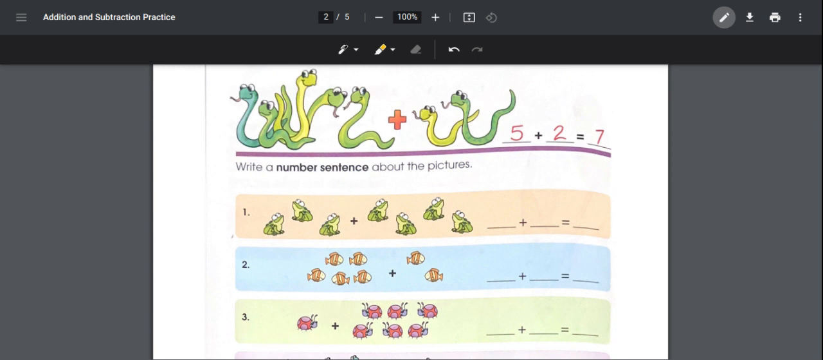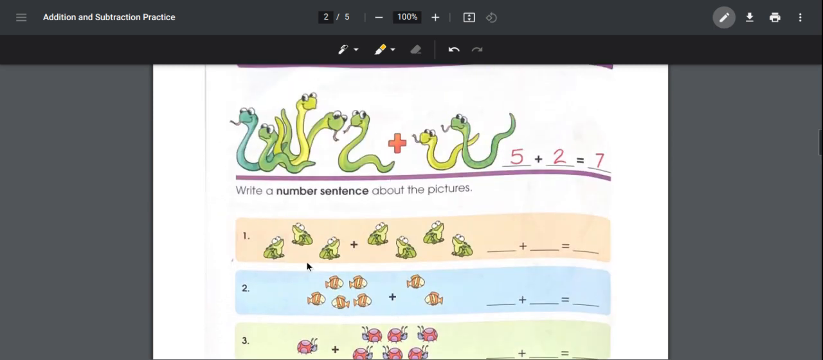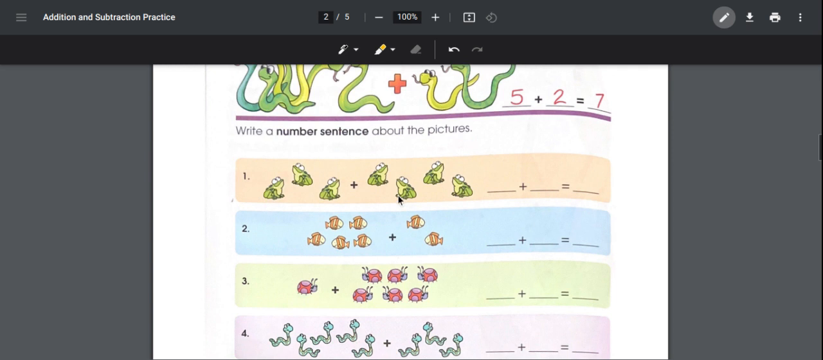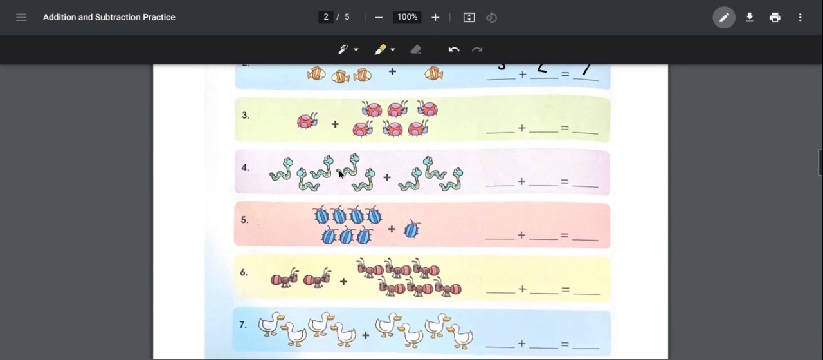Okay, so the next will be about writing number sentences. So you just gotta count the number of animals on the left side of the addition sign and on the right. So first there's 3 on the left, and then 1, 2, 3, 4, 4 on the right. So now we add everything, and that's 7. Okay, number 2, there's 5 fish on the left this time, and there's 2 on the right. So 5 plus 2 is also equal to 7.